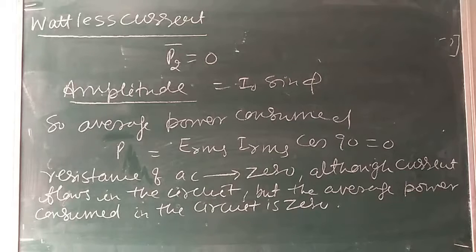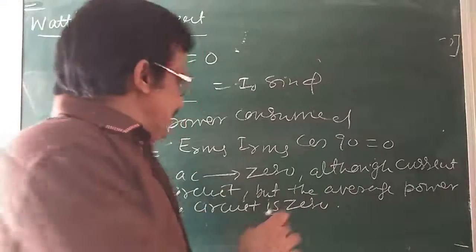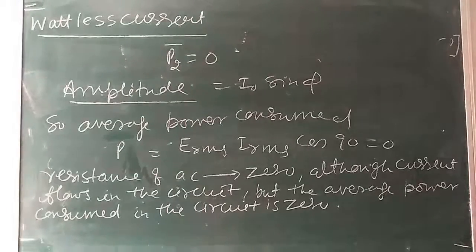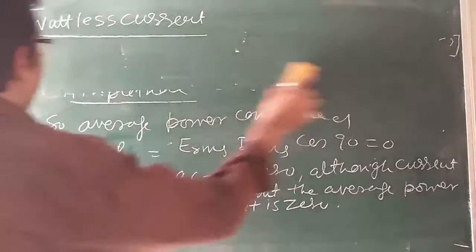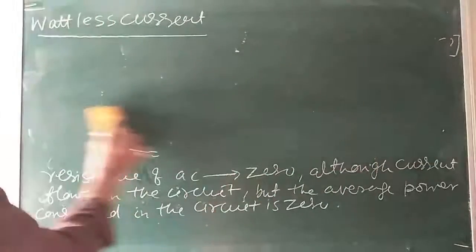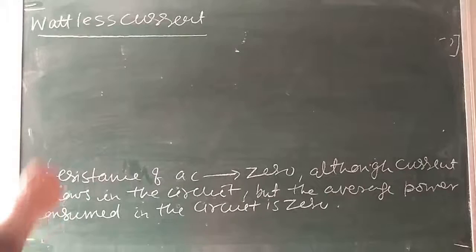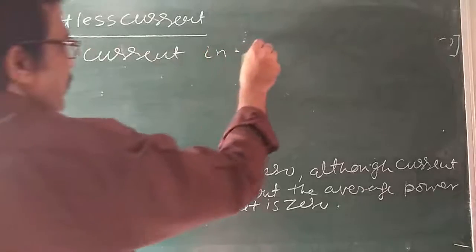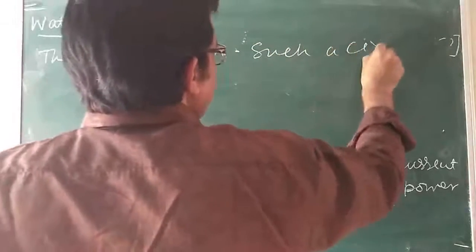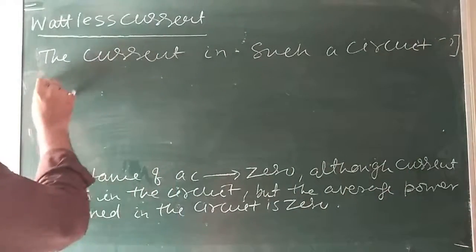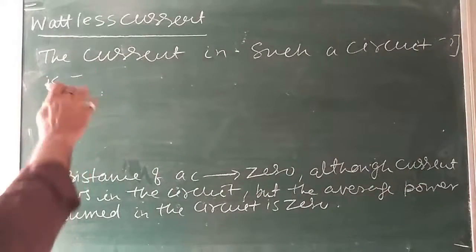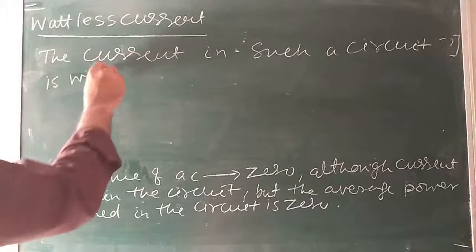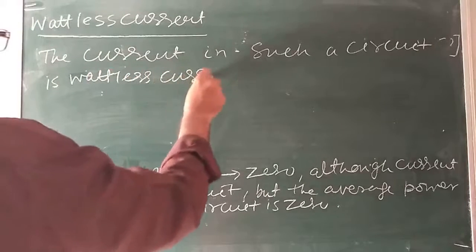Is it clear? So the current in such a circuit which is flowing here is called wattless current. Write down, this current flows here. When the average power consumed is 0, the current in such a circuit is called wattless current.